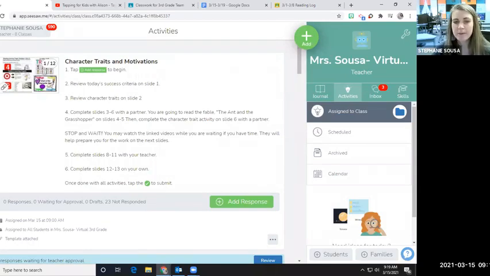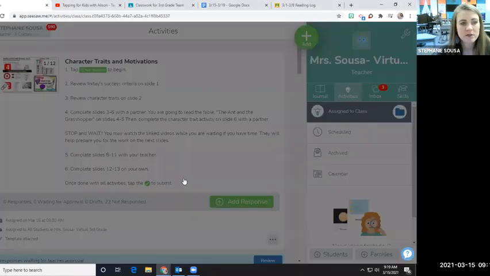Please, ladies and gentlemen, go to your homepage on Seesaw, click on that activities to refresh your feed, and you will see an activity entitled Character Traits and Motivations. Character Traits and Motivations, okay? You will see that there are some slides 1 through 4. That's probably what we're going to have time for today. And then it says stop and wait. We're probably not going to get to the part after the stop and wait. And that's okay. We'll just roll it over to Wednesday when we're done with iRead. Okay? All right, go ahead and click on that add response, please.